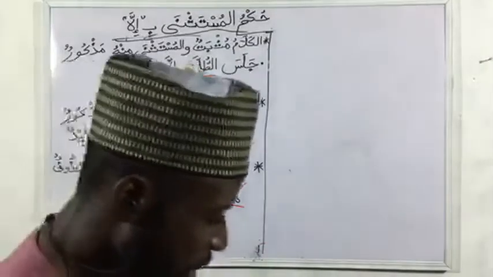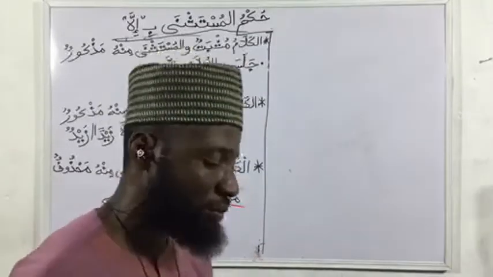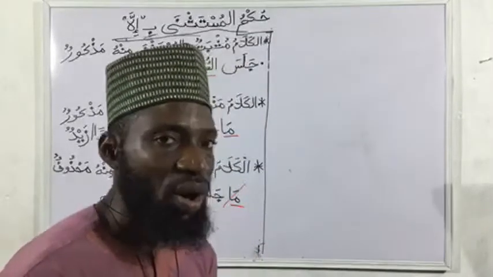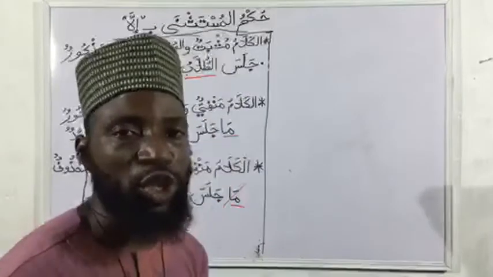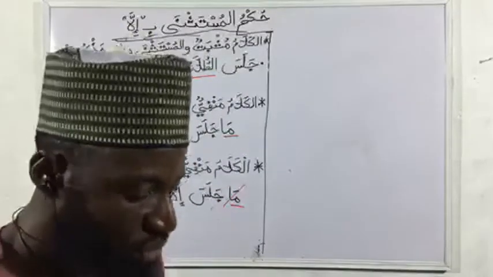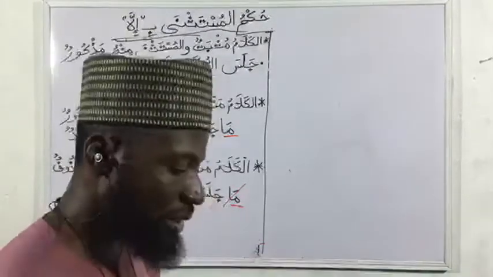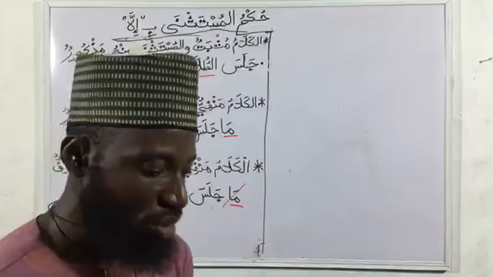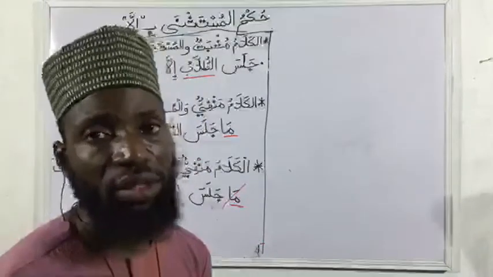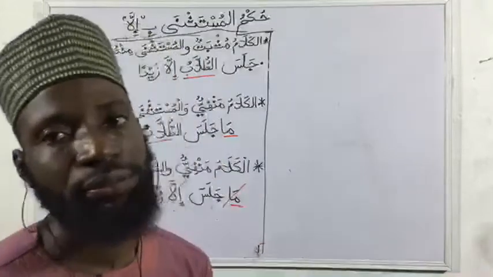So let's look at their example. Said athmaratil ashjaru illa shajaratan. All the trees, what? They produce fruits. Athmara, from thamar, athmara. They produce fruits illa shajaratan, except a what? A tree. So that is a kalam that is muthbat. And your mustasna minhu, which is ashjar, is mentioned. So that means shajaratan, that's the only option there.